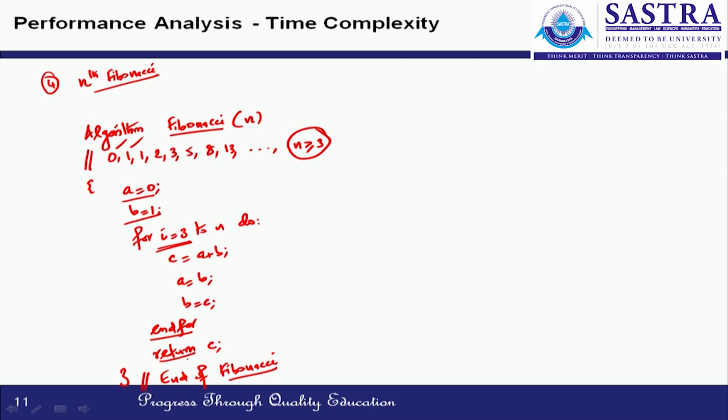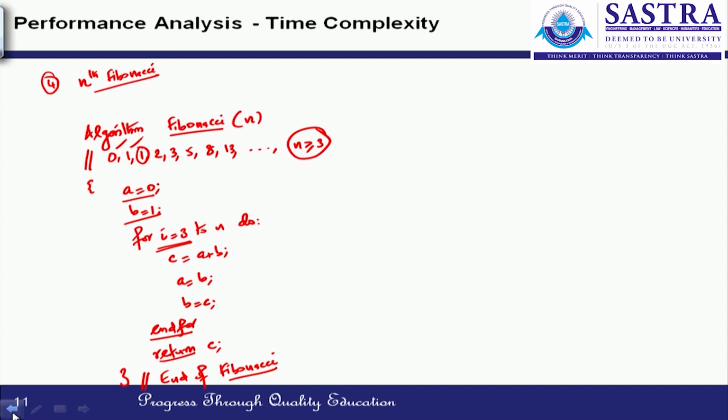Suppose n is equal to 3, I is equal to 3 to 3, C is equal to A plus B, 0 plus 1, 1. A and B are updated to find the next Fibonacci number. Then I becomes 4, control comes out of the loop, return C, C is 0 plus 1, 1, so 1 is returned. So, this 1 is the third number in that sequence. So, assume n should be greater than or equal to 3.